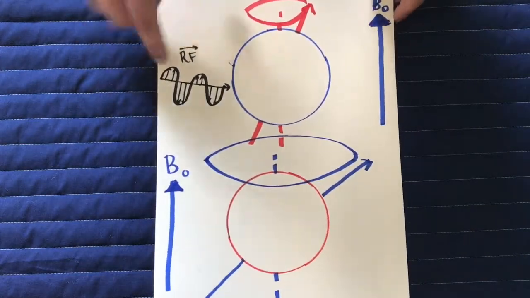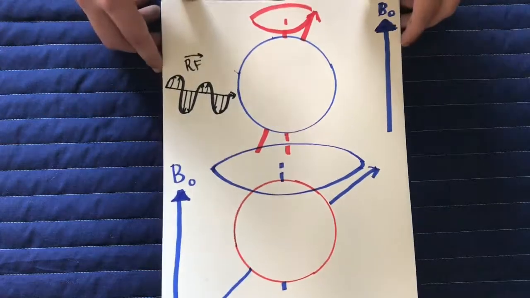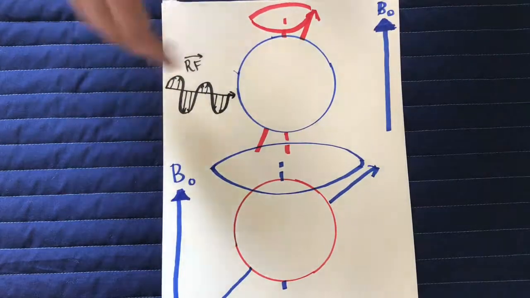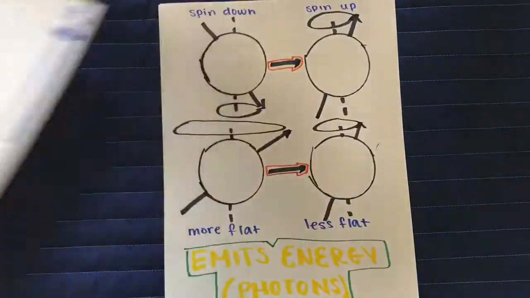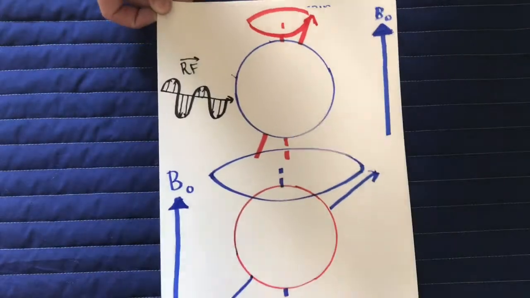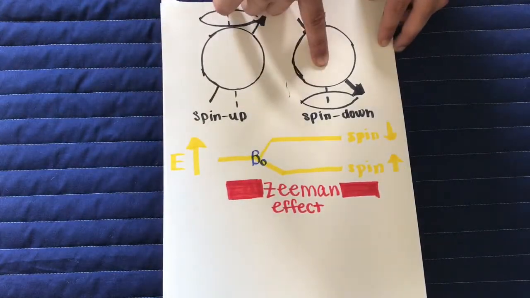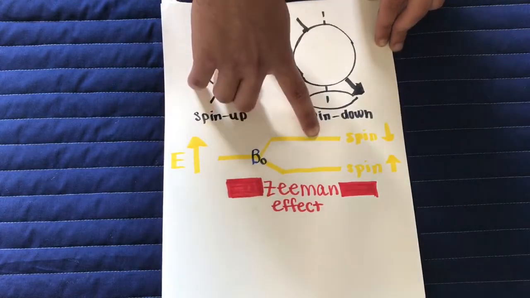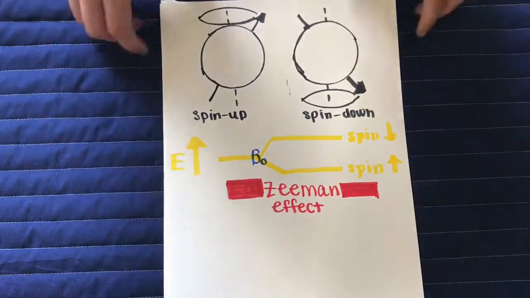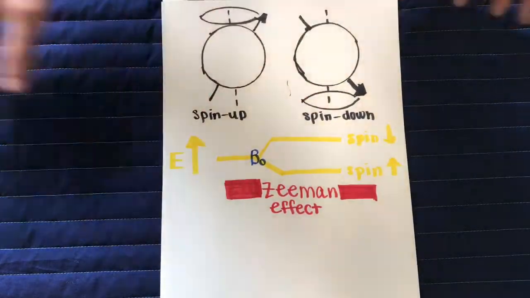Now, this radio frequency wave adds energy to the system that wasn't there before. So as a result, all of these spin-up protons will become spin-down protons because they're going from a lower energy state to a higher energy state because of this external energy. And so all these spin-up ones will become spin-down ones.